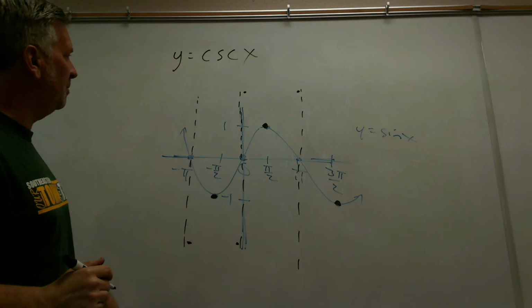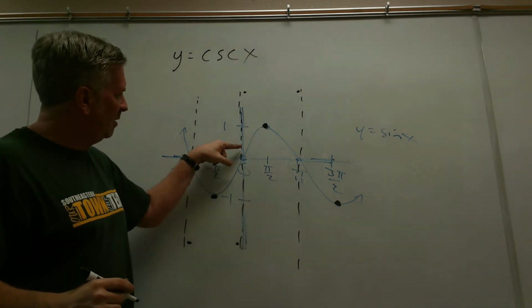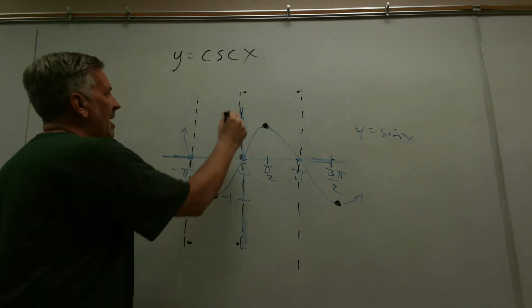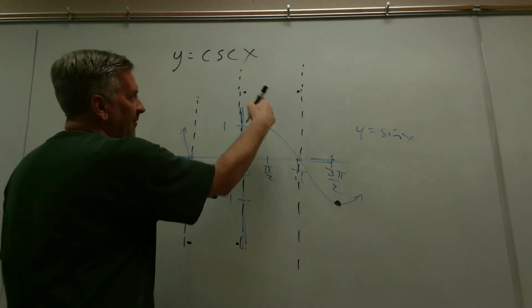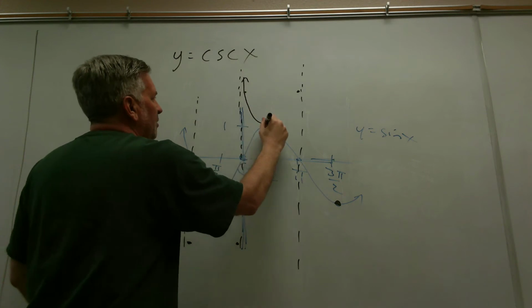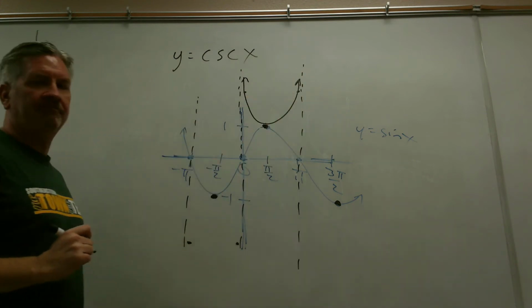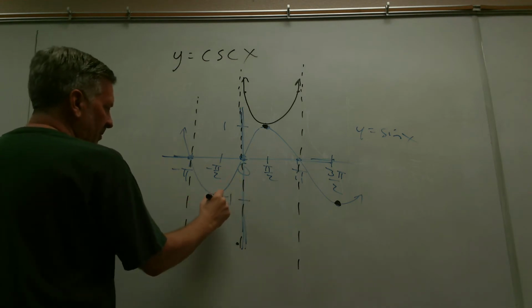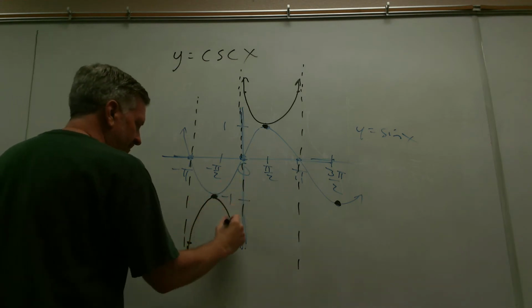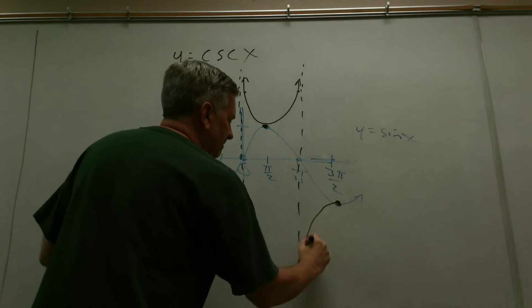And so you see what's going on here. When the x values get close to 0, the y values blow up. And when the x values get close to pi on the left, the y values blow up. And you get something like this. And likewise, same thing down here, but it blows down.